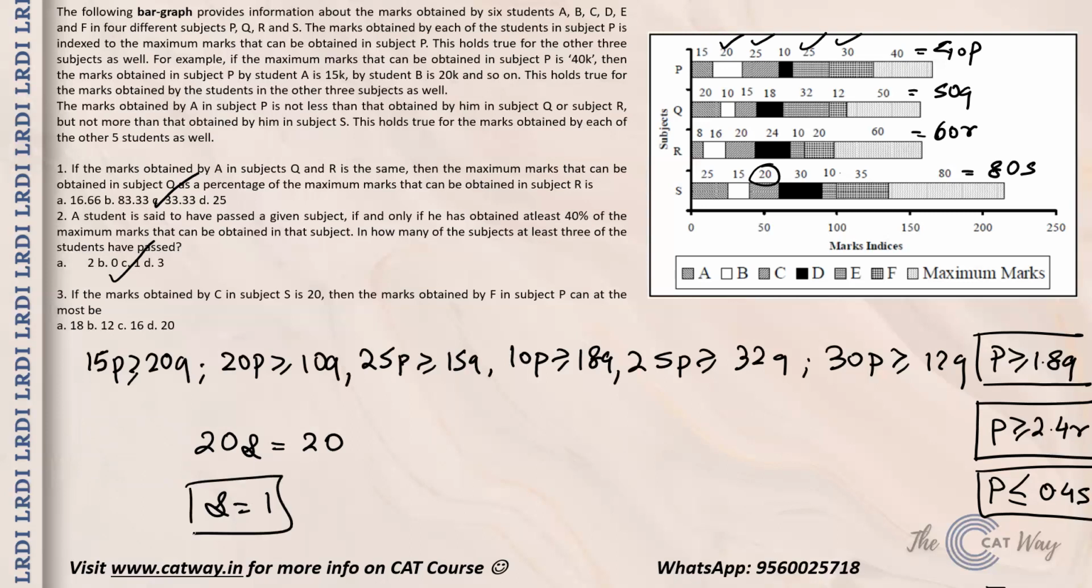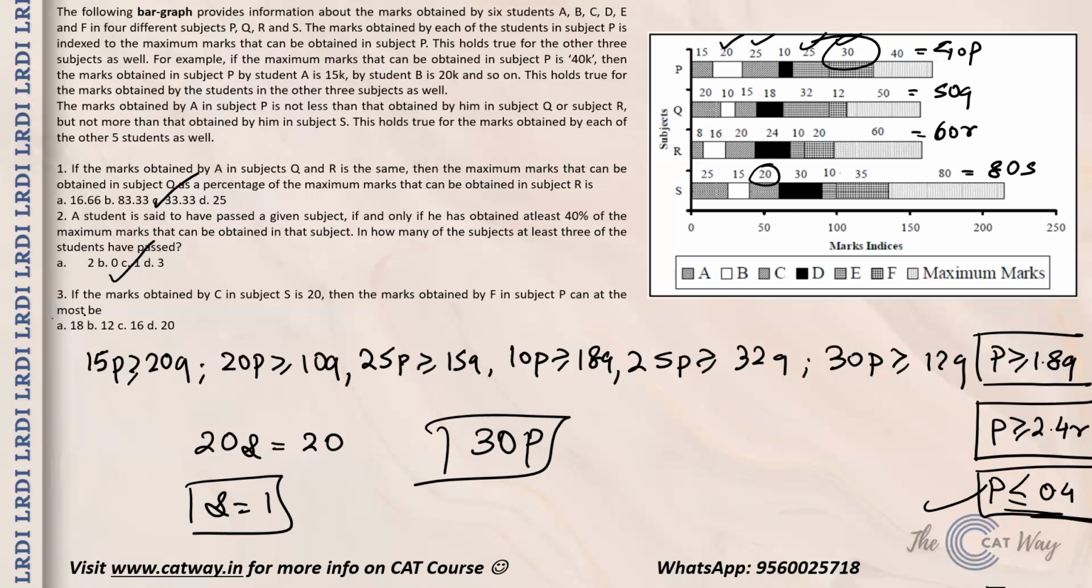Then, the marks obtained by F in subject P can be at most. Now, F in subject P has scored how much? F in subject P has scored 30 P. Now guys, you know that P is less than or equal to 0.4 S. Now the value of S is 1. So P is less than or equal to 0.4.